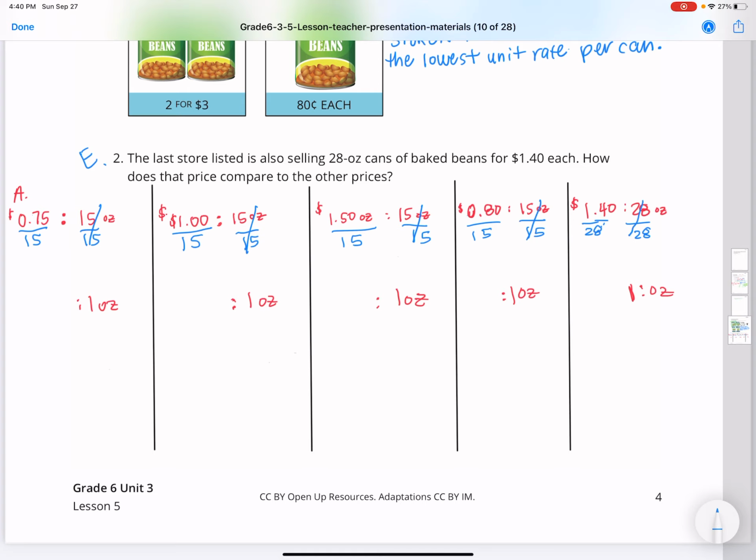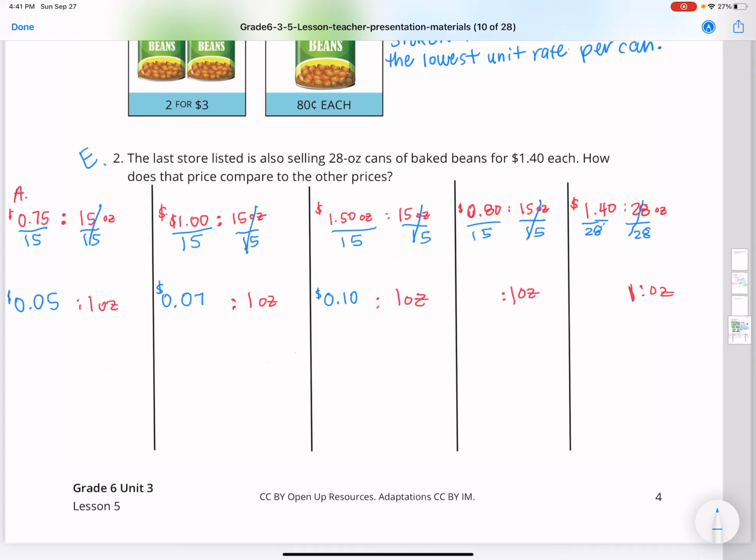But now here comes the real math work, which, remember, I'm using my calculator. So it's going to be 75 cents divided by 15, and I should get 5 cents per ounce. Then $1 divided by 15 is a repeating decimal, so I'm going to round it up and say about 7 cents per ounce. The next one is $1.50 divided by 15, and this is going to be 10 cents per ounce.